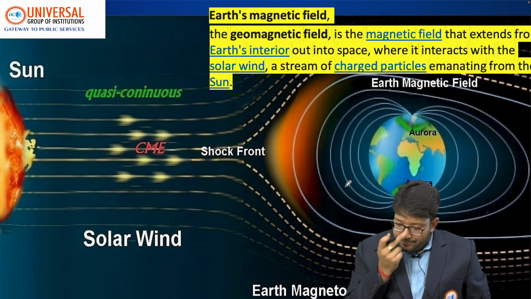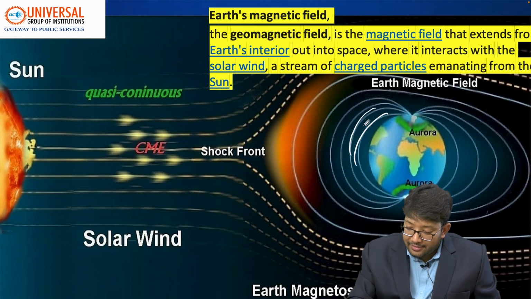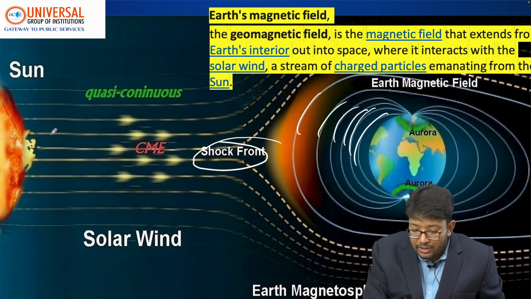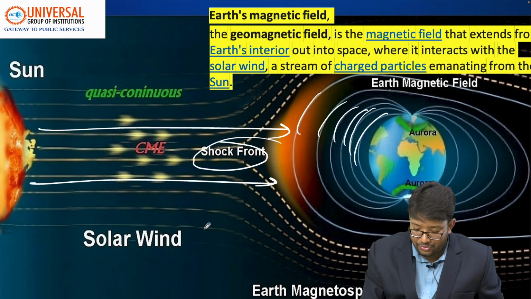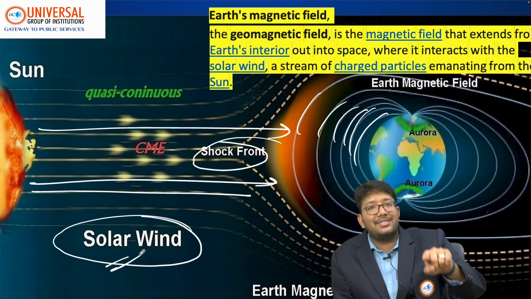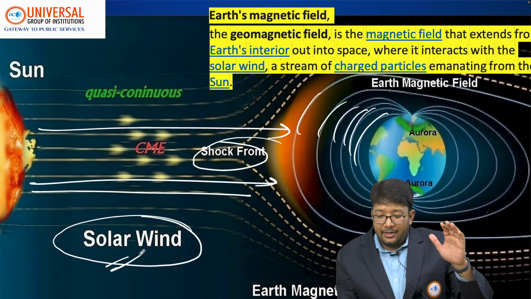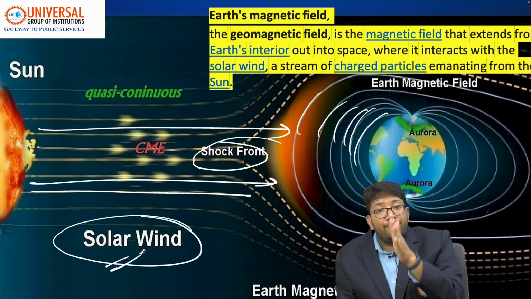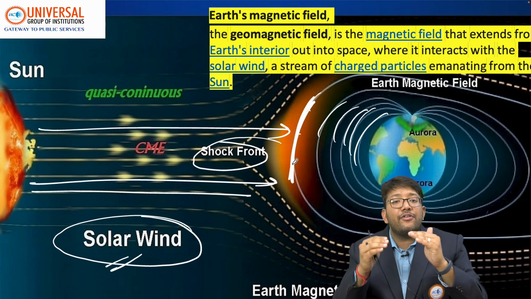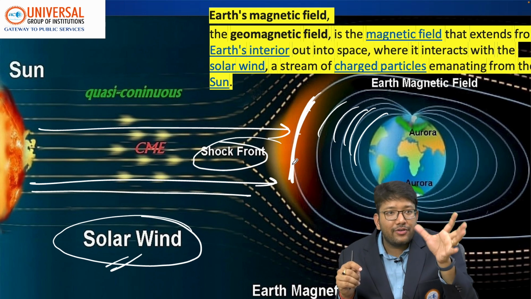Now the thing is that when our magnetic field is expanding, it will interact with the solar winds that are coming from the sun. These winds are called solar winds because they are coming from the sun and impacting our Earth's atmosphere, okay. So our Earth's magnetic field will confront the solar winds coming from the sun, and this is what our ionosphere, magnetosphere is.